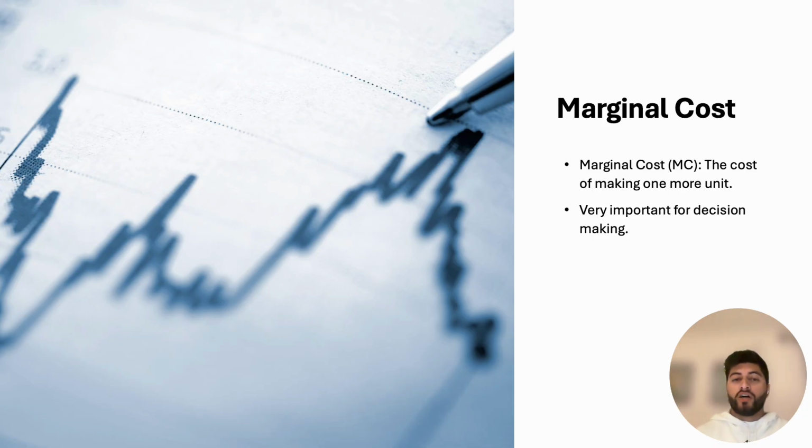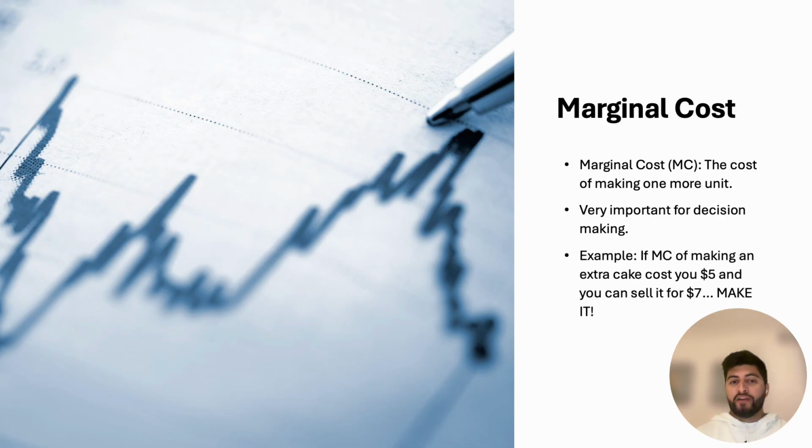So MC is the cost of making one more of that unit. It's very important for decision making because you don't want to be above the MC, because then the company will be losing money. So let's put some examples. If the MC of making an extra cake costs you $5 and you can sell it for $7, again, make it because you'll be in profit.